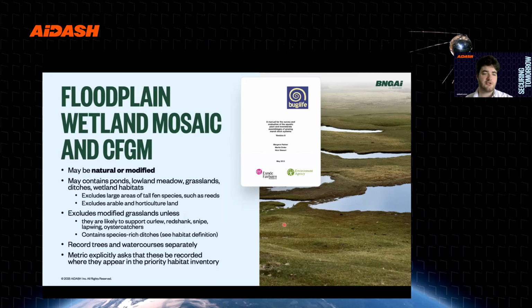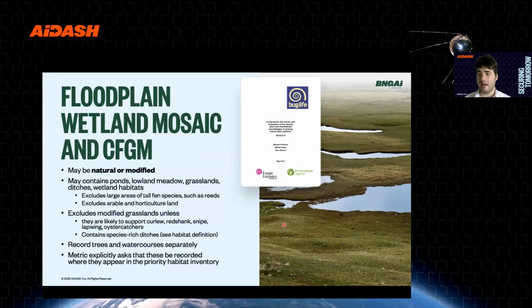It's worth remembering that the metric asks you to look at the priority habitat information when you're making this decision, but also says that the priority habitat data is very hit and miss, and that we should definitely be aiming to expand that data set by mapping more floodplain wetland mosaic, especially. So I would definitely be looking to use this habitat more often.